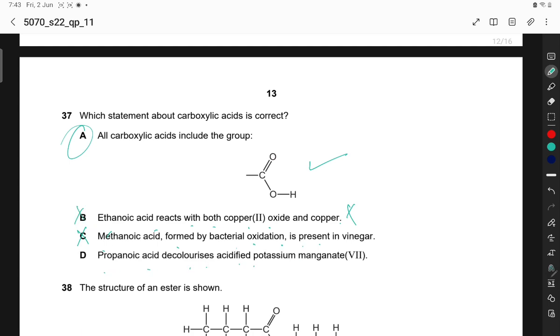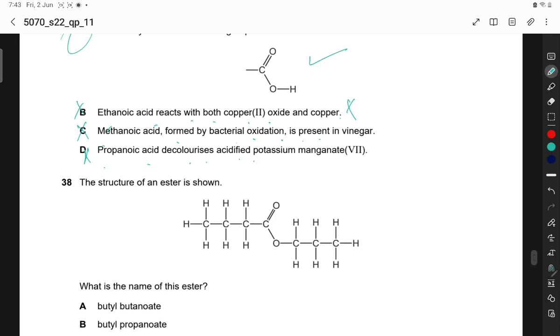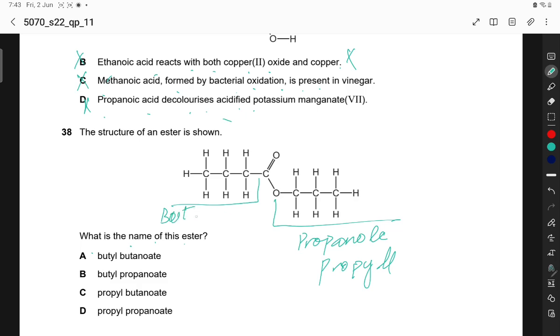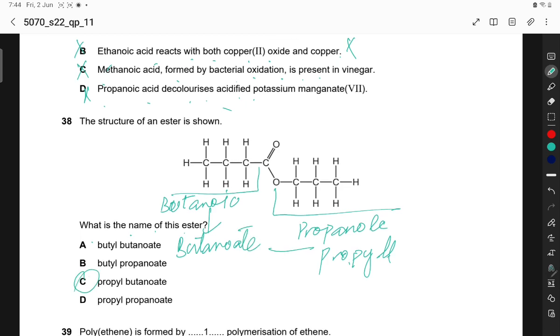Propanoic acid decolorizes acidified potassium manganate. No, propanol does. The structure of an ester is shown. What is the name of this ester? This is the part of alcohol. This is propanol, which will become propyl. This is the part of acid. This is butanoic acid, which will become butanoate. So the propyl butanoate. C option is correct.